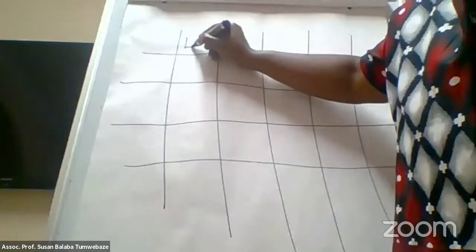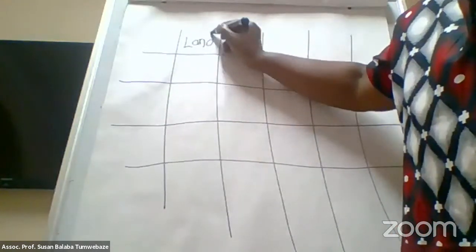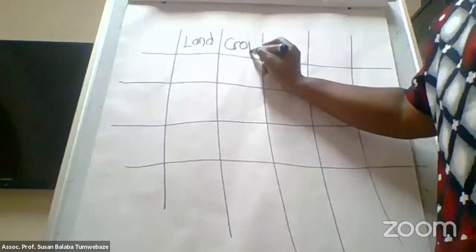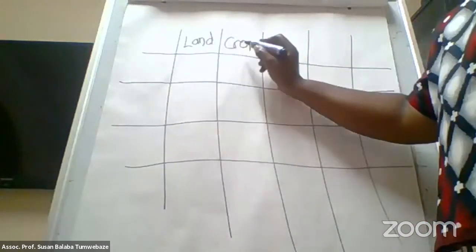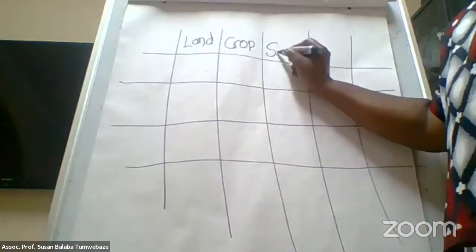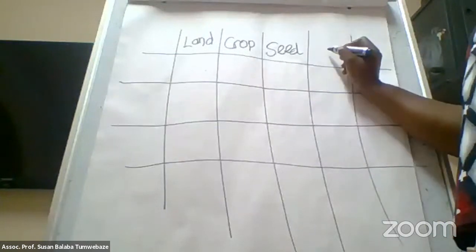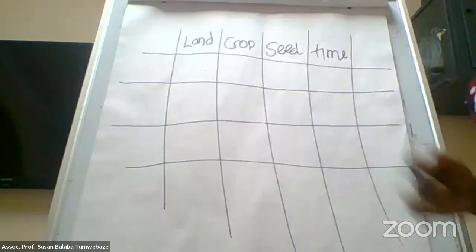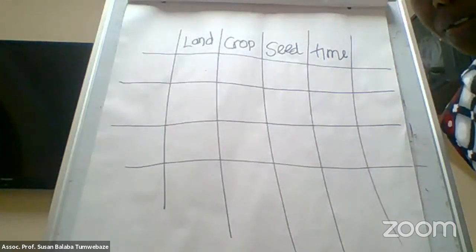So here we are going to call it land. And here we are going to call it crop. Remember, the responses were do not have land, do not have suitable crop. Then the seed, I'm going to call it seed. The last one, time. So those are the multiple responses we had for our question.